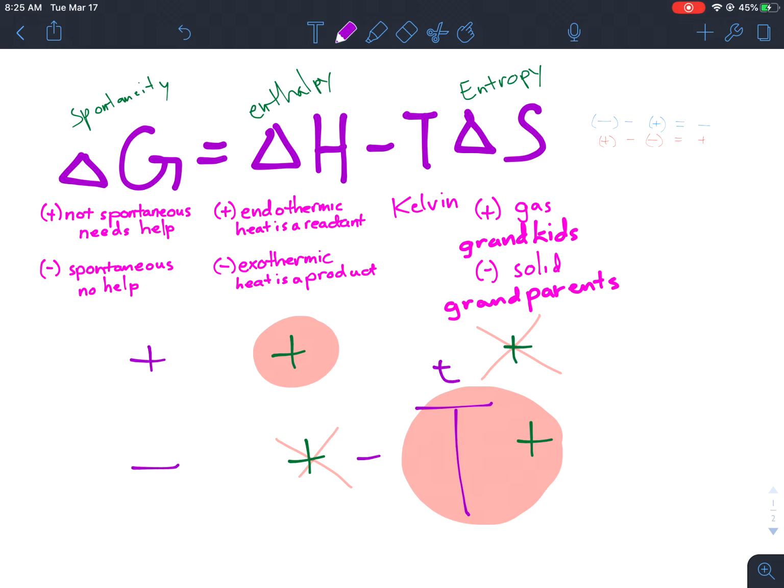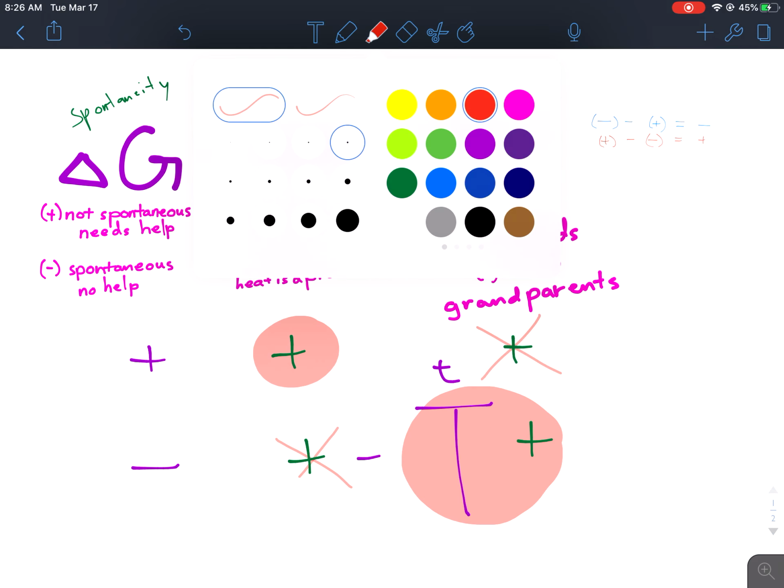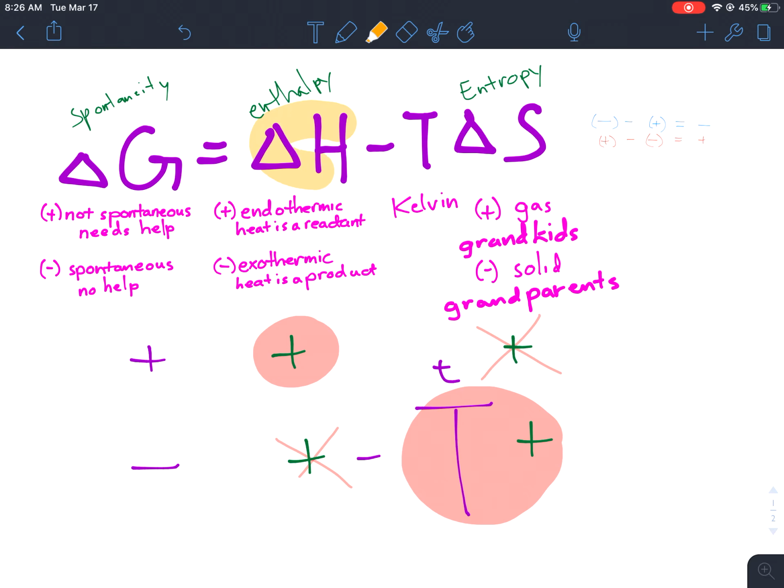So you have to think of how temperature affects each side of the expression. If temperature is large, it makes the delta S more important. If temperature is small, it makes delta H more important. There's always a tug of war going on. This is true when delta H and delta S are both negative as well. You can have a positive delta G or a negative delta G. It depends on temperature.